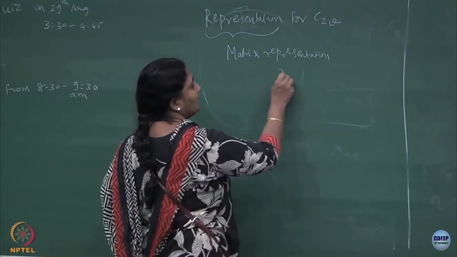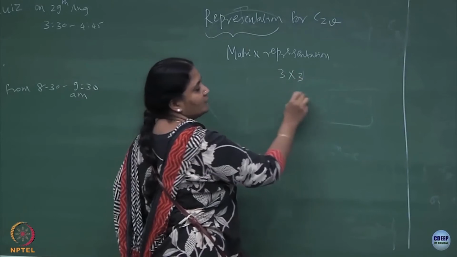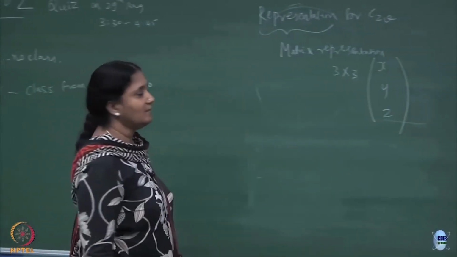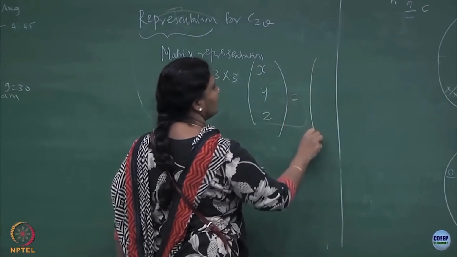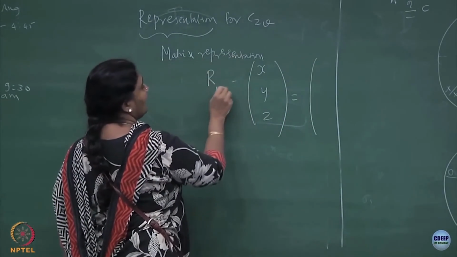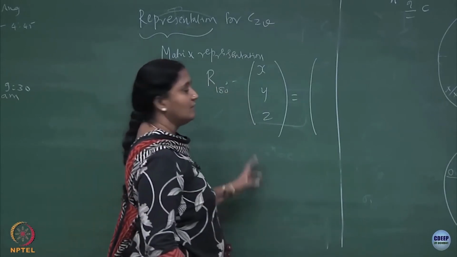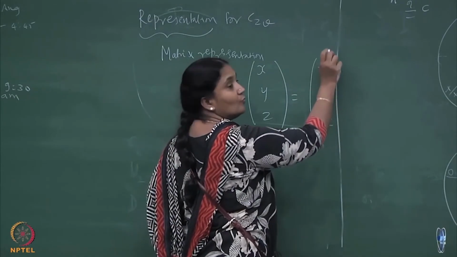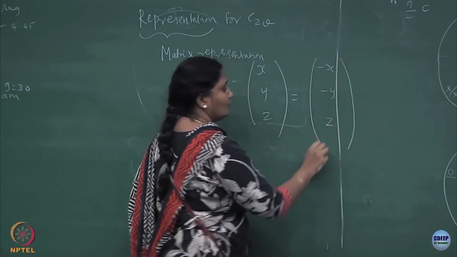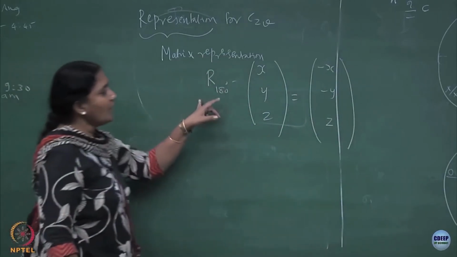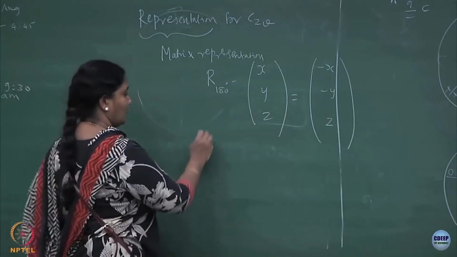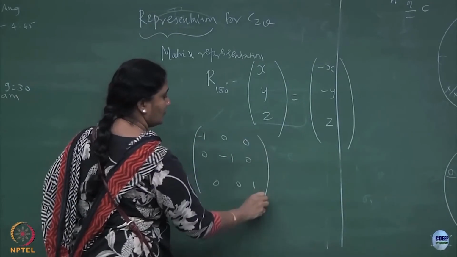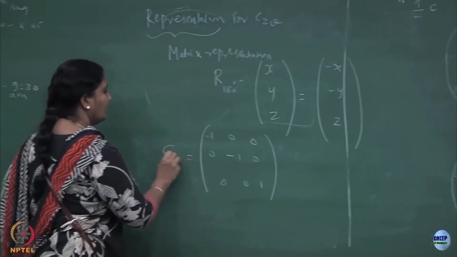Suppose this one is a 3 cross 3 matrix, you can treat this matrix to be operating on a space which has x, y, z coordinates, right, and you know what this answer will be. Suppose it is a rotation by 180 degrees, right, you know the answer has to be minus x, minus y and z. Am I right? Is that right? Yes or no? And what is the matrix which can generate that state? If you try to find, then you know it is minus 1, 0, 0. Okay. So, this is what we will call a C2 element.